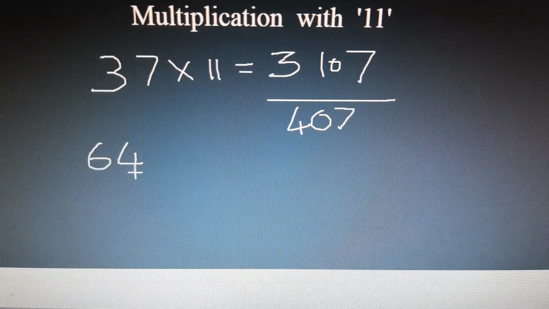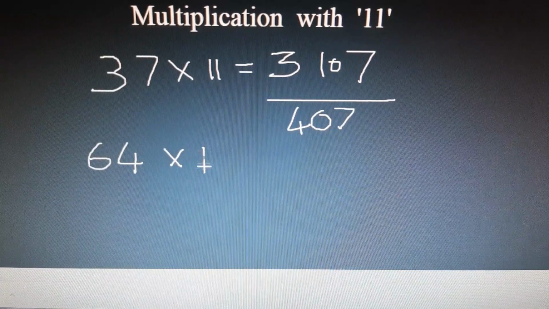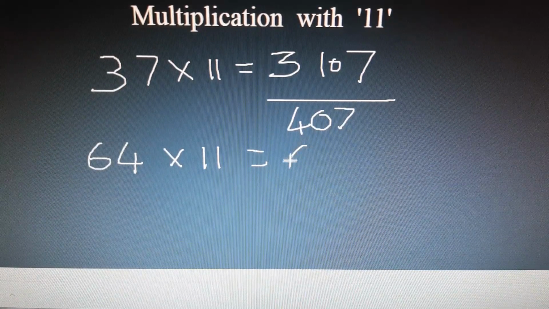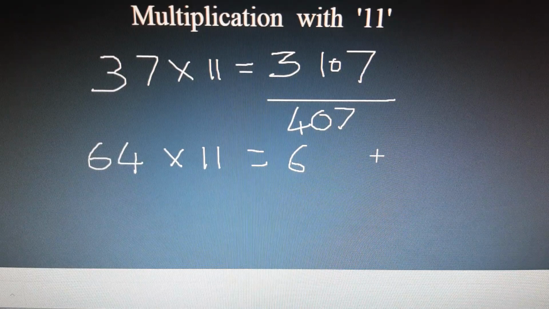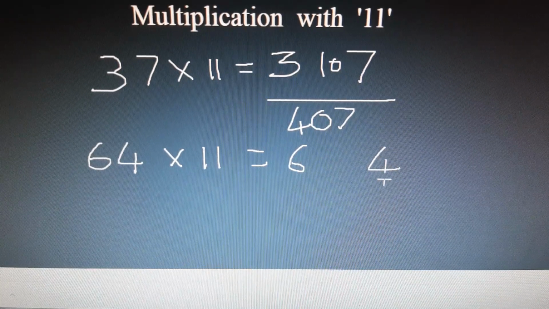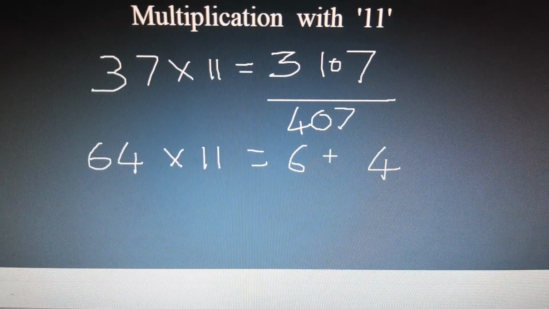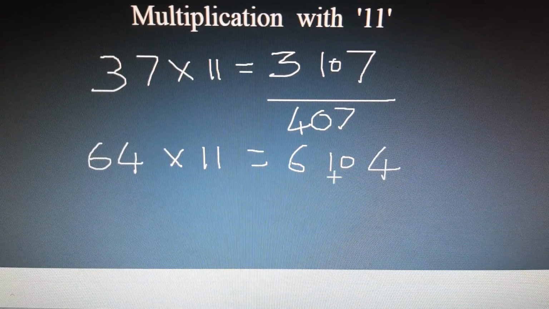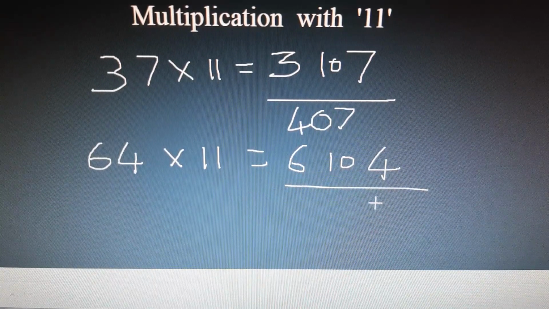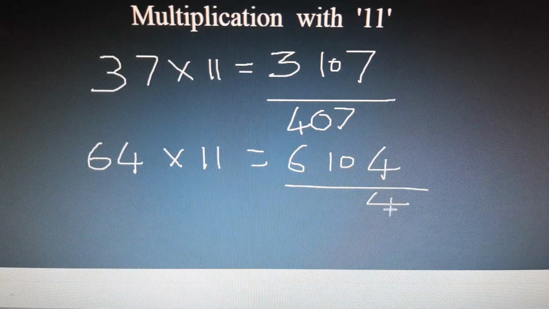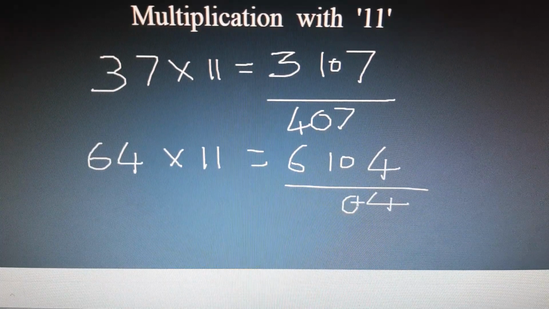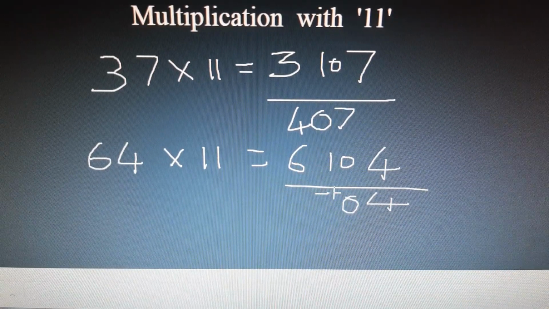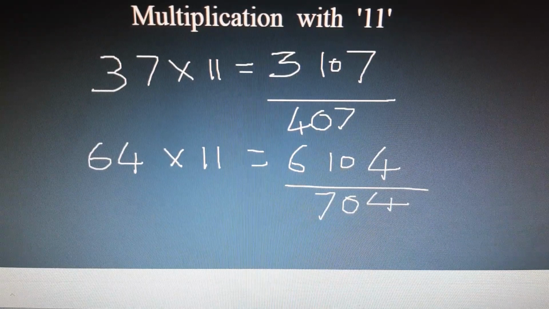That way, 64 multiply by 11. Same. This is the same type of example. Write down 6. First step is 6. Leave some space and write down the last figure is 4. Now you have to add both the figure. 6 plus 4 is 10. So this is with a carry forward number. So you have to write down 4 here, then 0 here, and carry forward number will go here. So 6 plus 1 is 7. This is your answer. Okay.